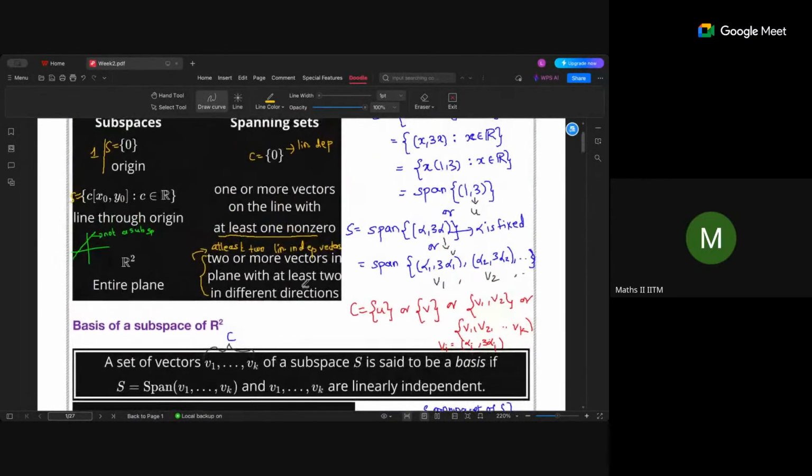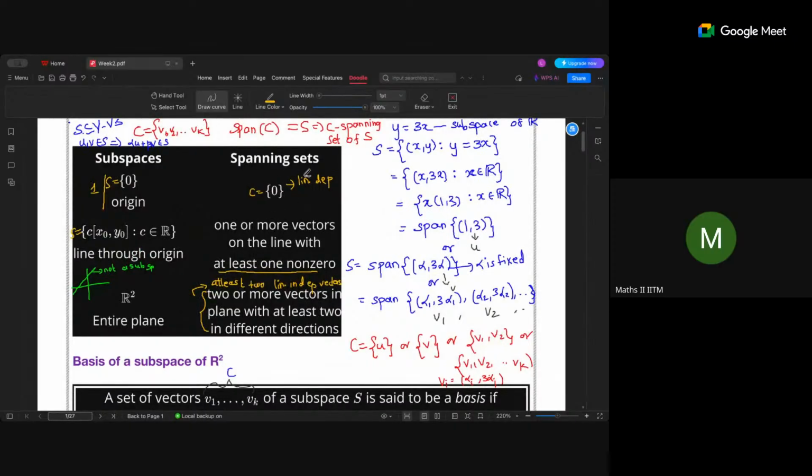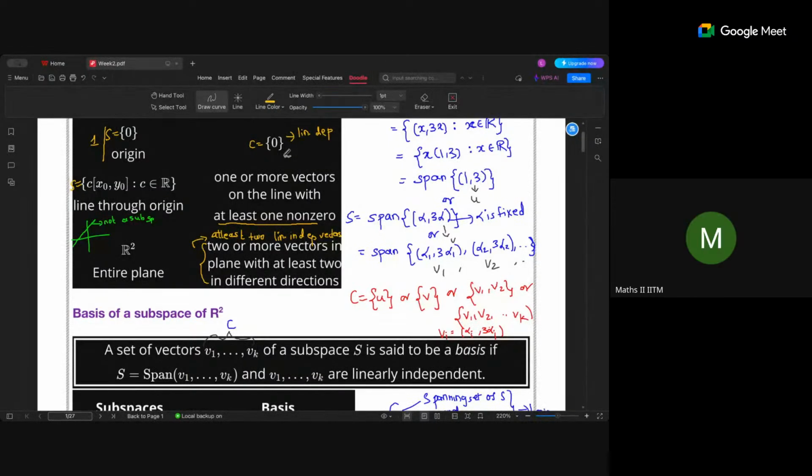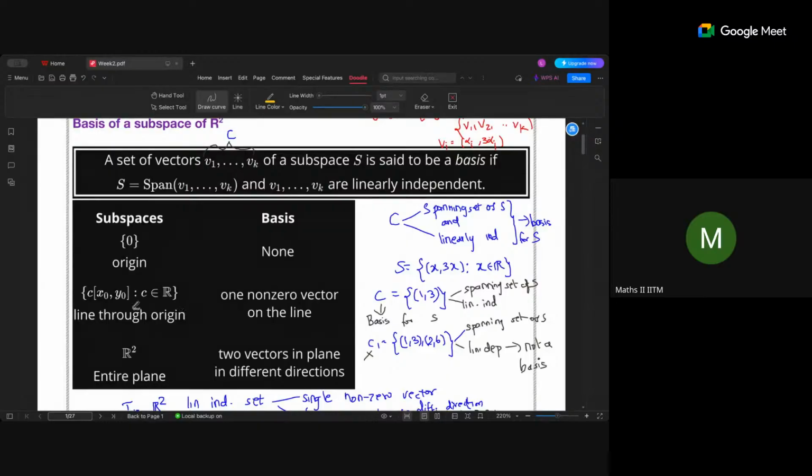Go back to the definition and see why it is linearly dependent. So for origin we don't have any basis. We cannot take 0 as a basis because singleton 0 is linearly dependent, and for a basis we need linear independence. For lines passing through origin, one non-zero vector on the line is enough to form a basis. Can we have two non-zero vectors in a basis for a line? No, because they would be linearly dependent. So given a subspace, the number of elements in a basis is fixed. You can have different bases, but not different numbers of elements.